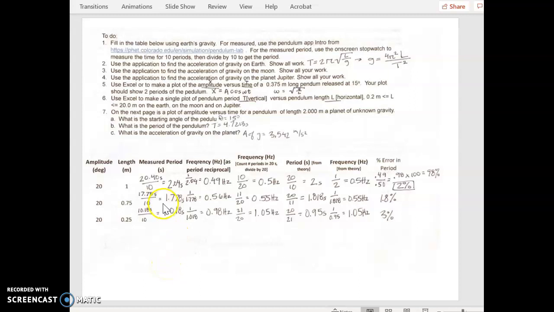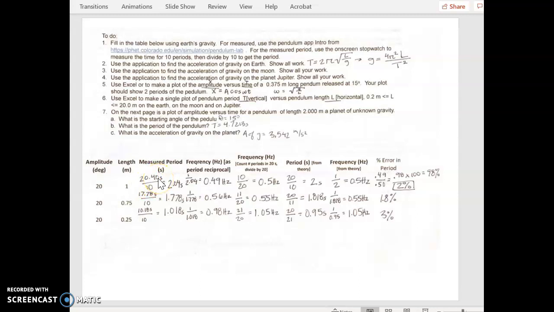Okay, hi, this is Erin O'Neill talking through the first row of this table. So what I did was I set the amplitude, or the degree of the angle of the pendulum, and the length to 20 degrees and 1 meter.